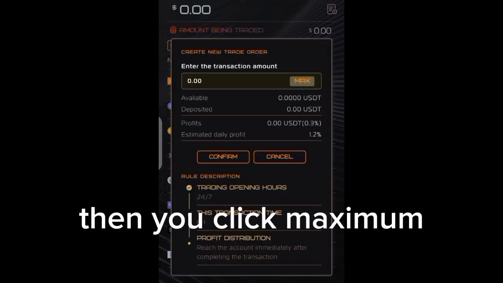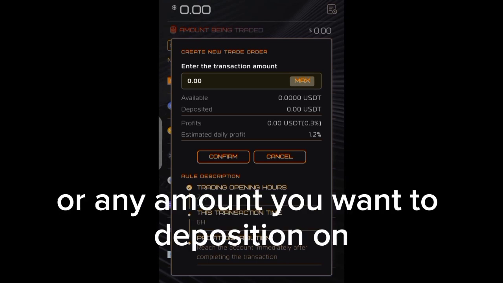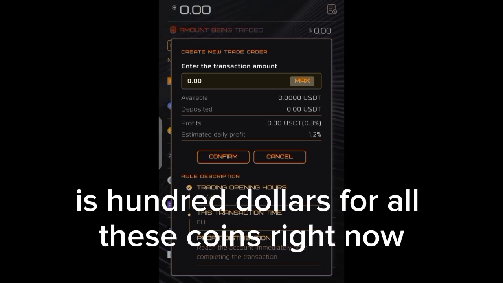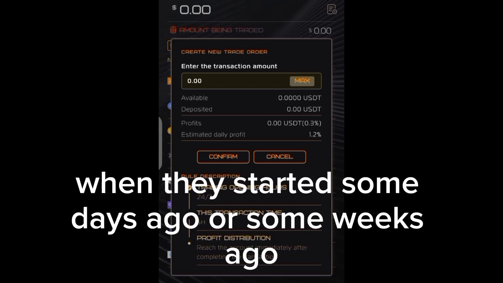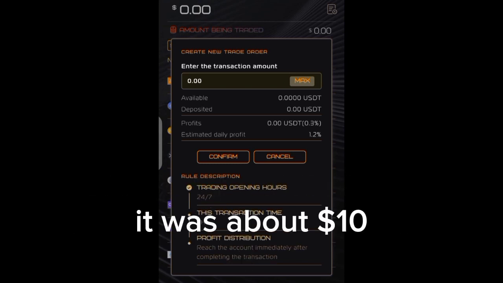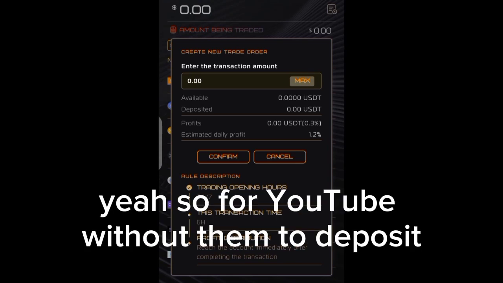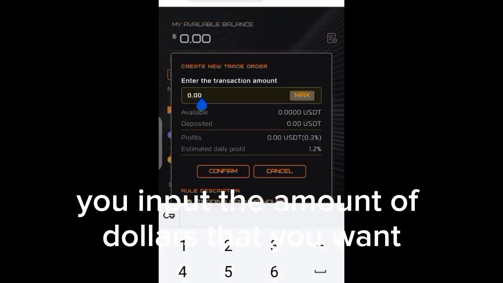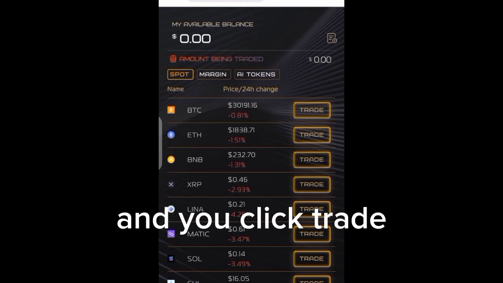Then you click maximum or any amount you want to deposit, but the least they accept is $100 for all these coins right now. When they started some days or weeks ago, it was about $10. So to start trading with them, you input the amount of dollars that you want, you enter it, and you click trade.